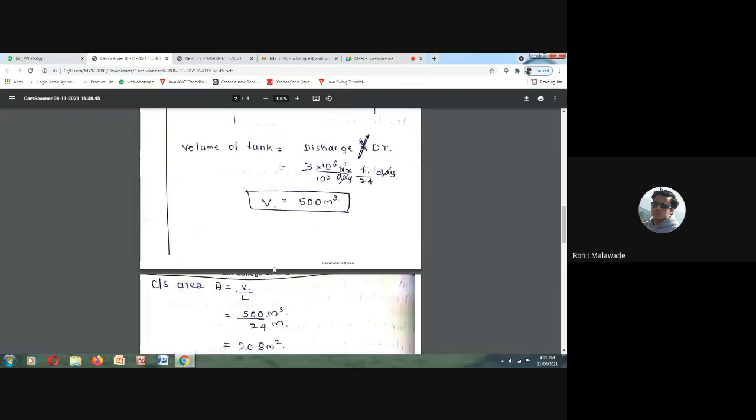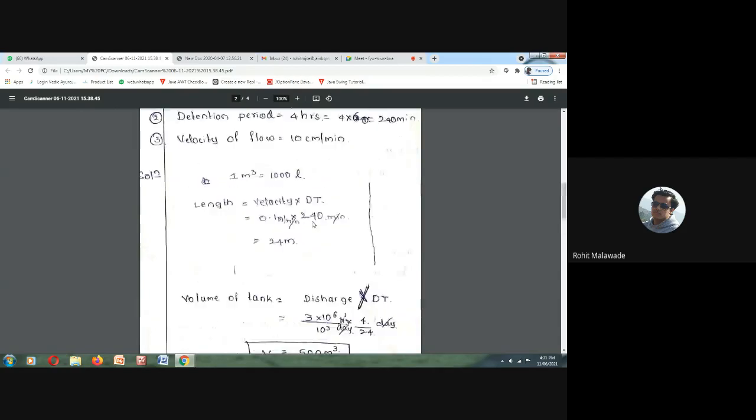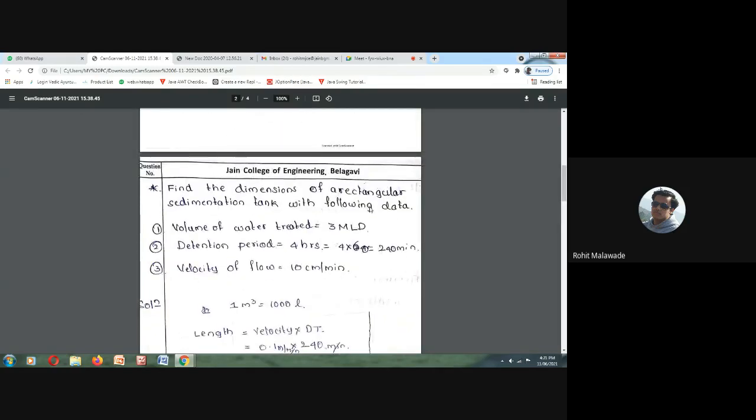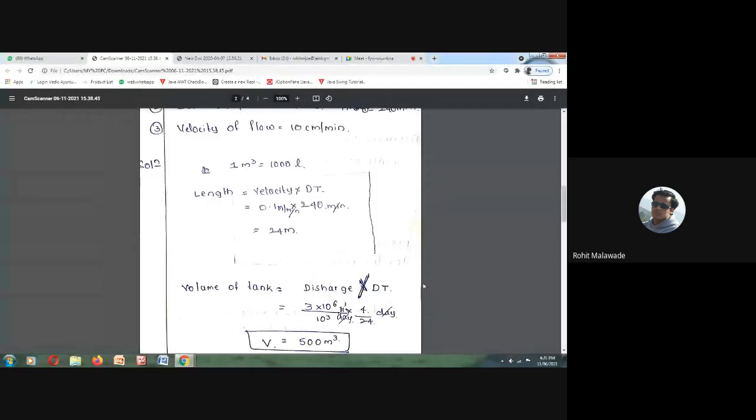Now we will see volume of the tank is equal to discharge into detention time. Discharge is given to you in the form of days, so similarly I will be keeping it for day only. The volume unit, I want this particular answer to be in meter cube.